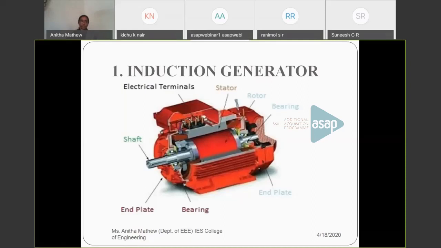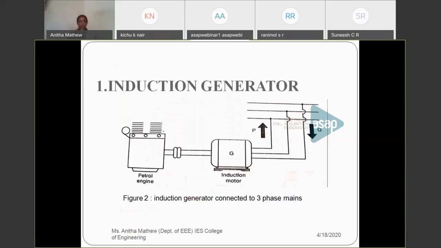Here is a basic circuit diagram for this induction machine. The rotor of the induction motor is coupled with a petrol engine, where the petrol engine is the prime mover. Okay, and the stator is connected to the supply. Okay, is it clear?